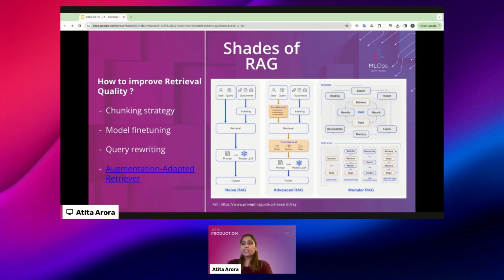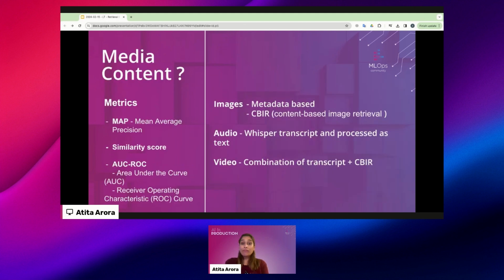Some of the other techniques that have been tried before are query rewriting and augmented adapted retriever. This is the paper which is attached to the resources as well. I think once you have access to the slides, you will be able to see them. Not only are we experimenting with models, chunking strategies and query rewriting, we are also changing the way we retrieve from and interact with the vector databases, which is super amazing to see in how it's impacting the retrieval quality.